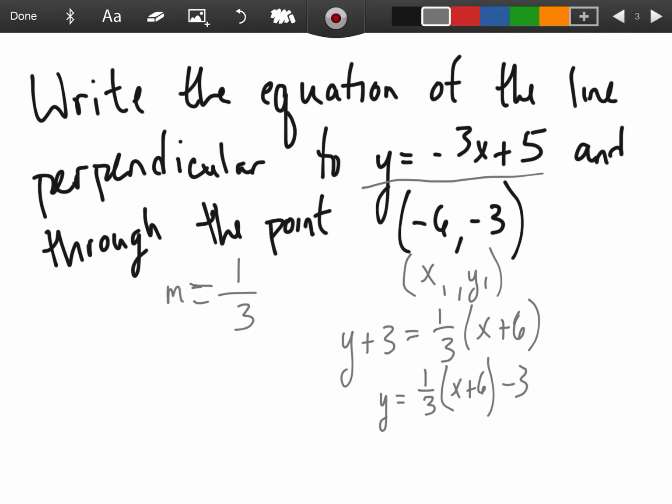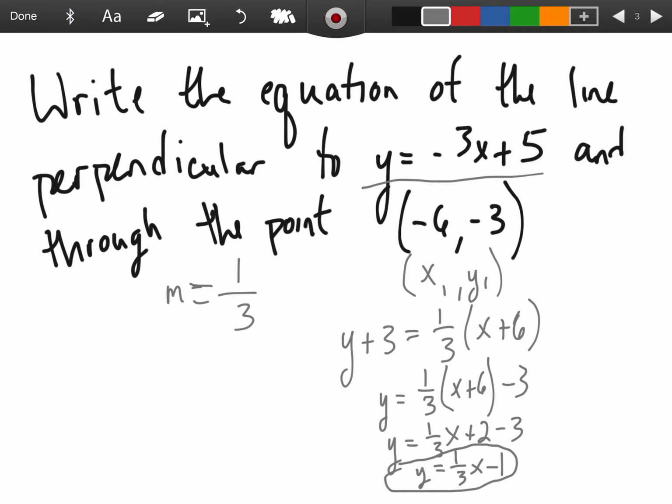It's also possible that we needed to have it in slope-intercept form. At this point, let's just distribute the 1/3 and simplify. So y equals 1/3 x plus 2 minus 3. Well, that gives us y equals 1/3 x minus 1. Okay, 1/3 x minus 1.